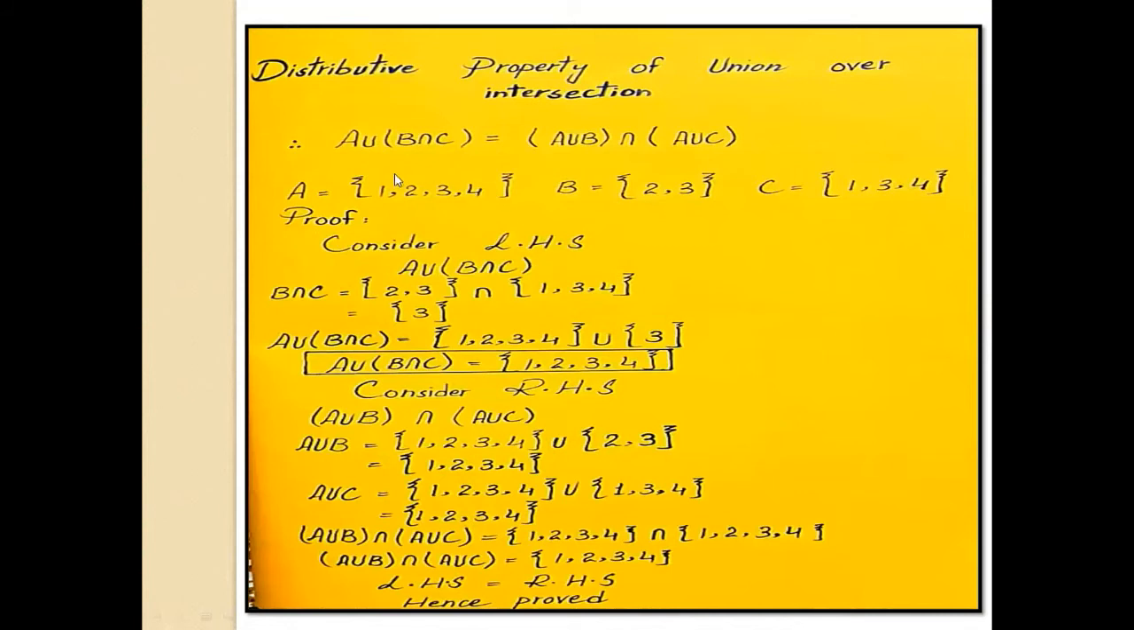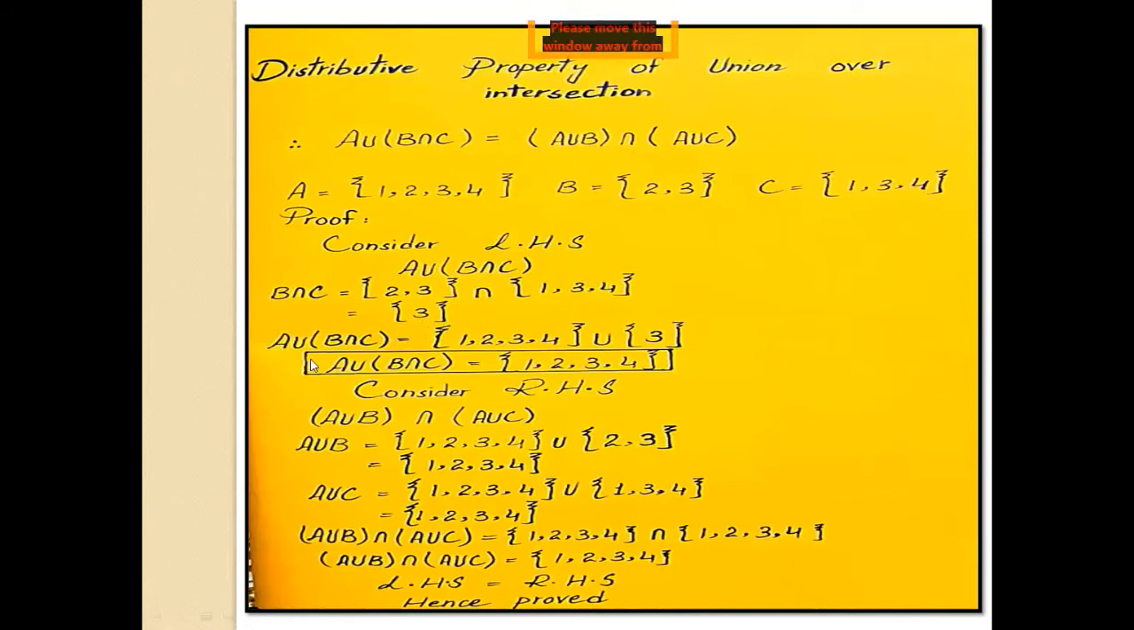Consider the left hand side, which is A union (B intersection C). First we will solve the bracket, that is B intersection C. First we write the elements of set B, that is 2, 3, then intersection set C, whose elements are 1, 3, 4. The common element here is 3. Only one element is common in these two sets, that is 3.